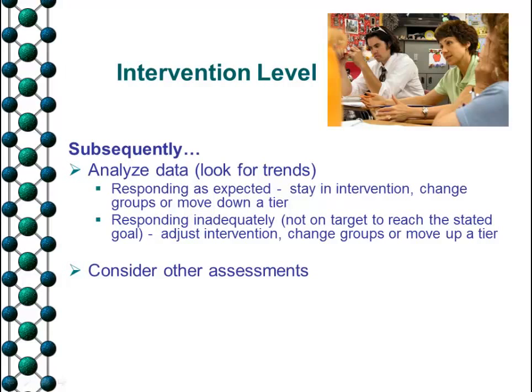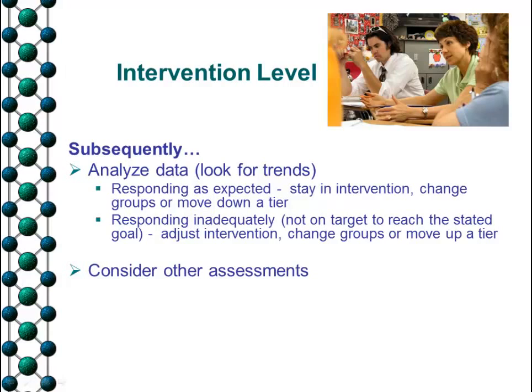And so during this time, the intervention groups are meeting, the teachers are providing the targeted instruction, and they're progress monitoring. So that before the next intervention level meeting, you want to look at the data you have and answer the question, is this student responding as expected? Or is the student responding inadequately? If they're responding as expected, then you have to make the decision. Do they just stay in the intervention, or maybe they don't need the intervention anymore and they can actually move out of the intervention into a benchmark group?